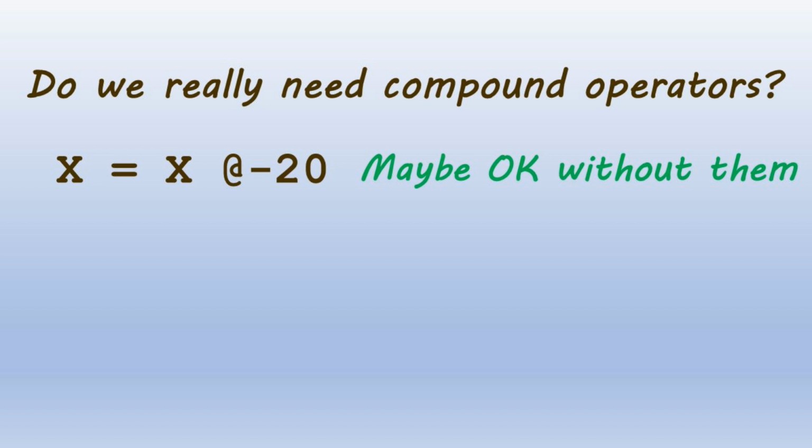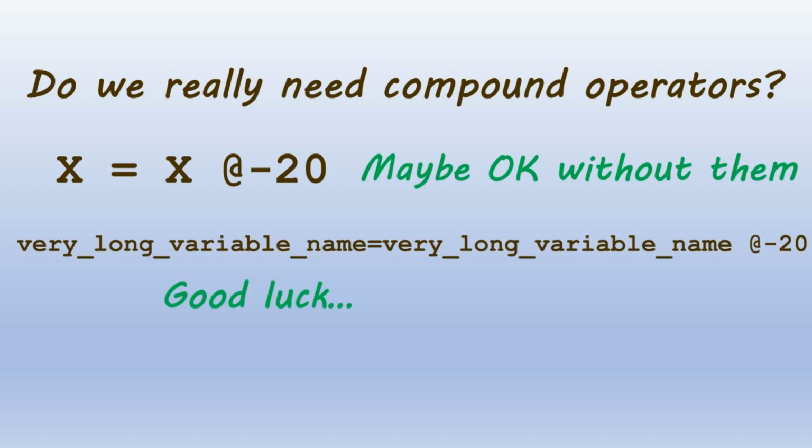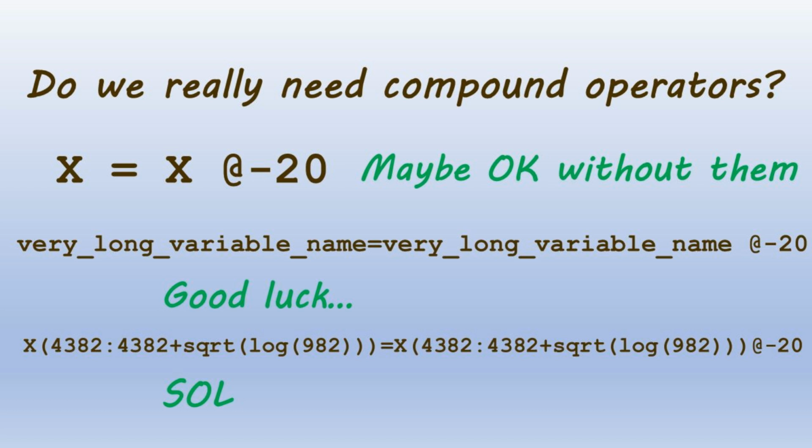For example, if the statement is x is equal to x at -20, but if the name of the variable is long, then you probably don't want to type it again. You start to appreciate the compound operator, but you may still say, yeah, I can make the variable name short and sweet, so I'm okay. Then how about this? This is not just the variable name. Sometimes you have complex operations and expressions on the left-hand side. You probably don't want to and probably shouldn't type it again on the other side.